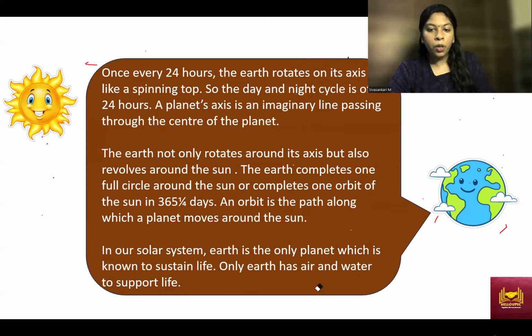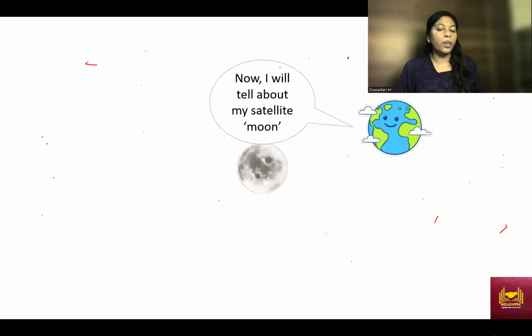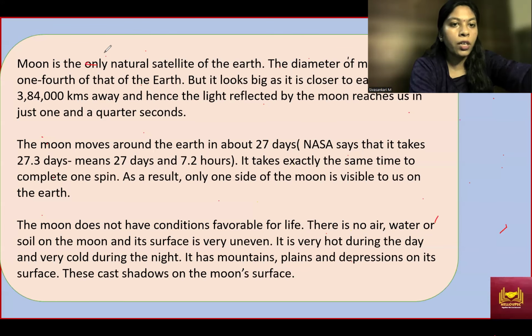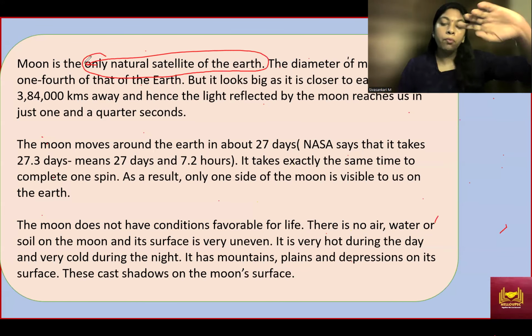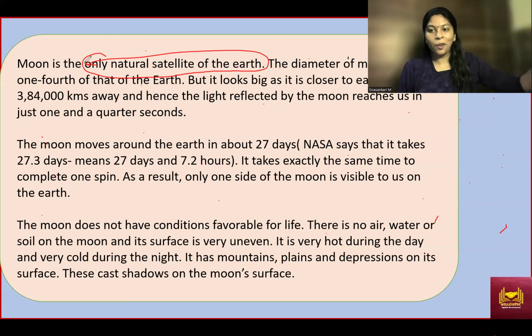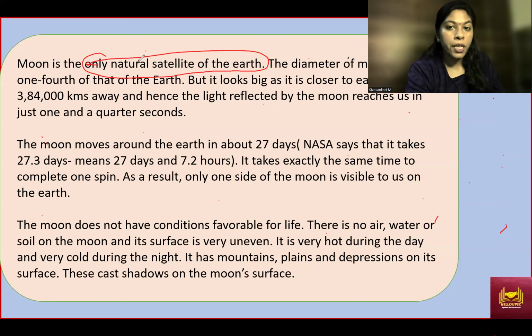Then we'll go to our next one, the satellite. Our satellite, we have given a name called Moon. So now we'll see about Moon. See this. Moon is the only natural satellite of Earth. It is not an artificial satellite. We have seen that there are artificial satellites also. Scientists created it and fixed it in the orbit. But this is a natural satellite.